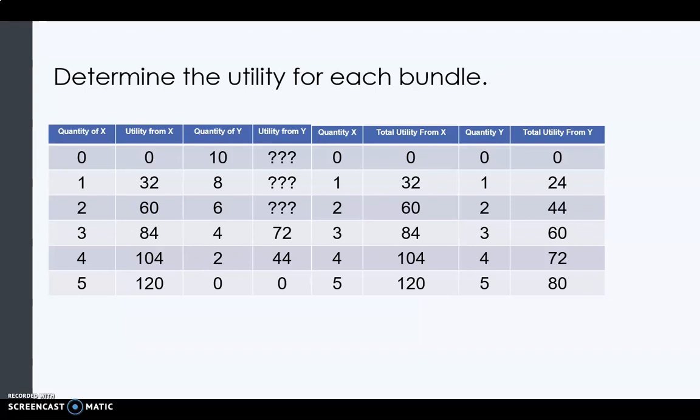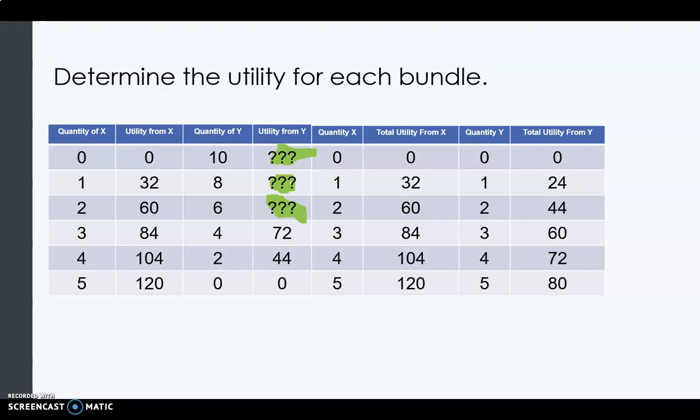We have feasible bundles on the left-hand side, and on the right-hand side, we have the total utility that we just figured out. So, things to keep in mind, we don't know what the utility is for 10 units of y, or 8 units of y, or 6 units of y. You can probably make a guess based on the fact that there's a pattern of utility decreasing.